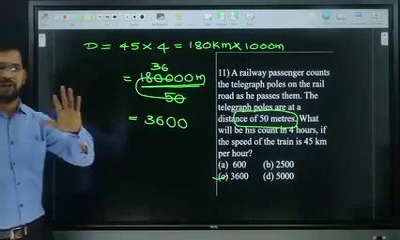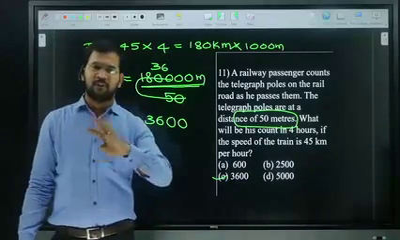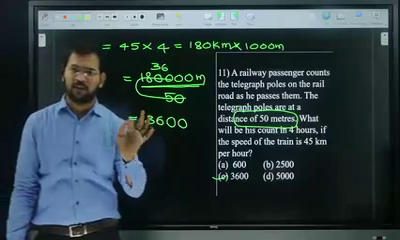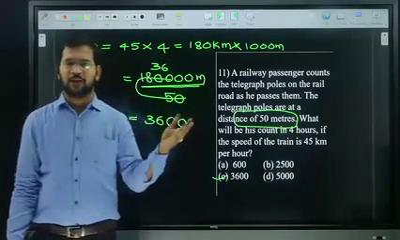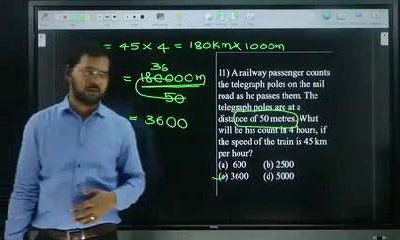For every 50 meters, one pole is there. The train covers 4 hours at 45 kilometers per hour. Therefore, the train covers a total of 1,80,000 meters. With one pole every 50 meters, 1,80,000 meters divided by 50 is 3,600 poles.